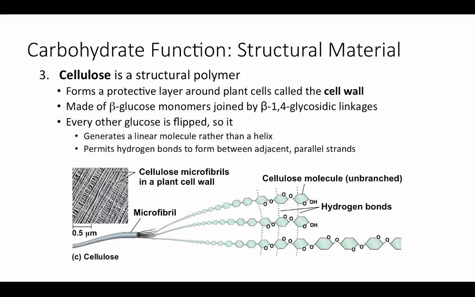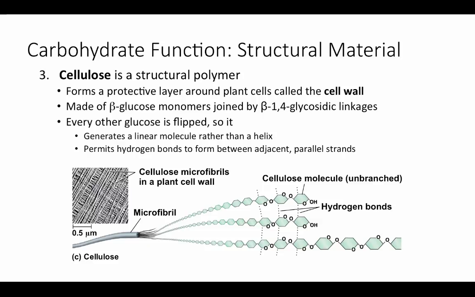And it is made of beta-glucose monomers. So again, this is that other isomer of glucose, joined by beta-1,4-glycosidic linkages. What this means is that every other glucose is flipped with respect to the one before it.